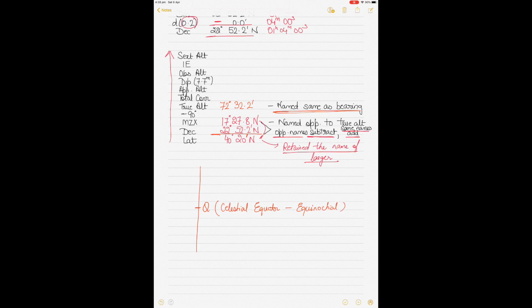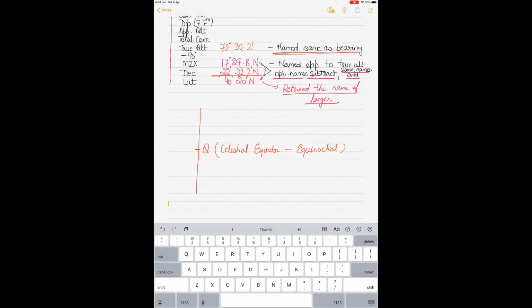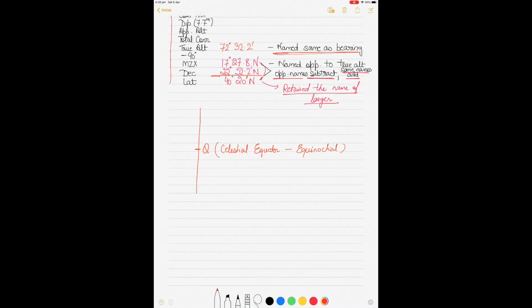This becomes a reference point. Then you draw your position, which is the observer's position, which is the latitude, 40 degrees 20 minutes north. So you go north of the equator, just like you would on the Earth's surface, and you call yourself Z. This stands for the observer's zenith. That is your position projected from the Earth's surface to the celestial sphere.